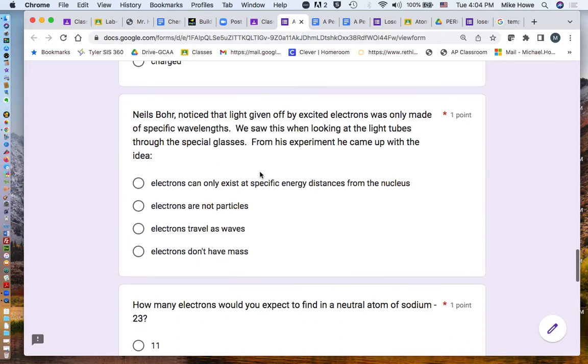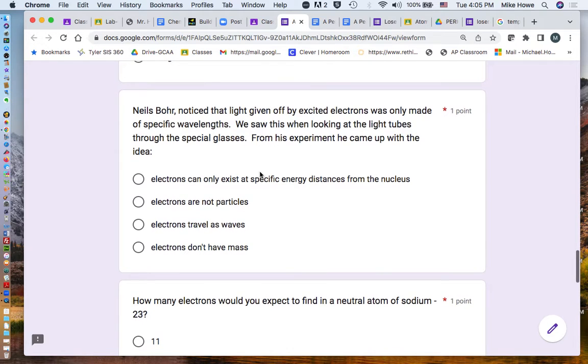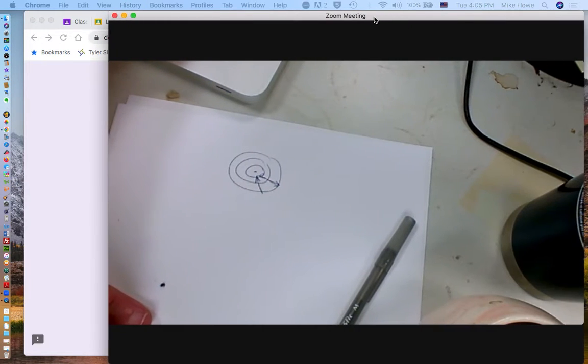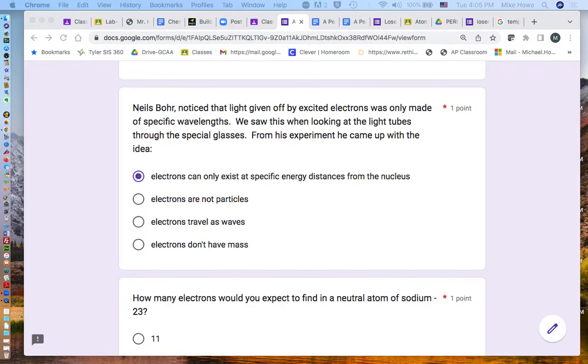Next question deals with Niels Bohr. Niels Bohr noticed that the light given off by excited electrons is only made of specific wavelengths, and we saw it when we looked at the light tubes. From this experiment, he came up with the idea that electrons can only exist at certain distances from the nucleus. They're energy distances, and those energy distances came later to be known in the Bohr model of the atom, and the Bohr model of the atom is this model with the rings around the nucleus.